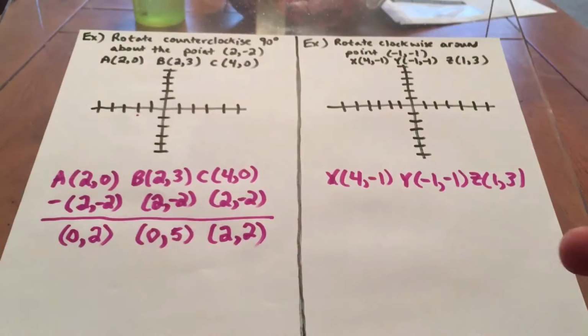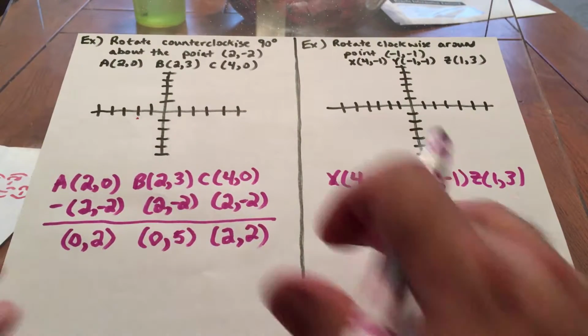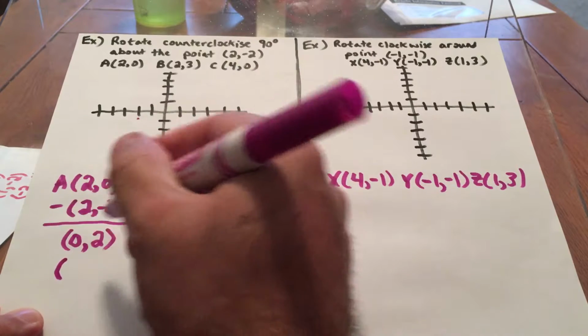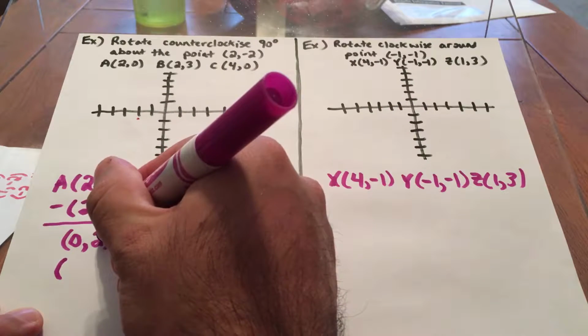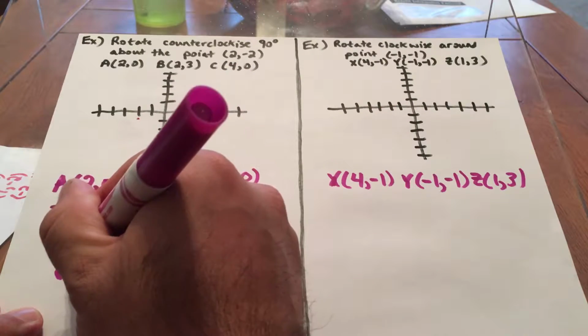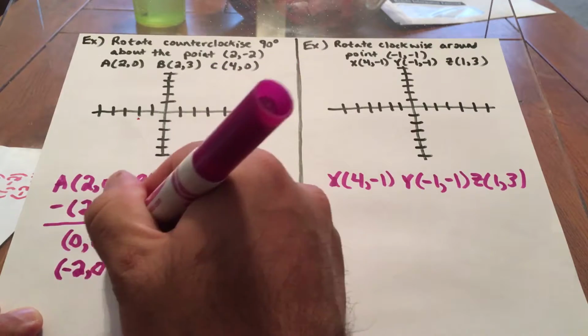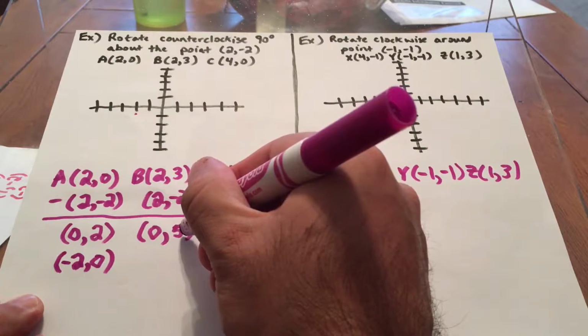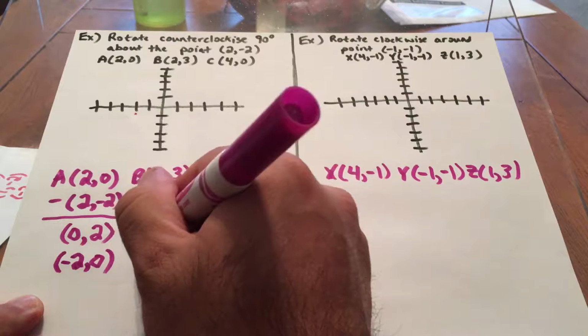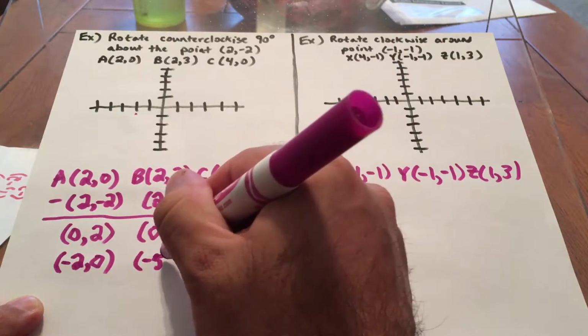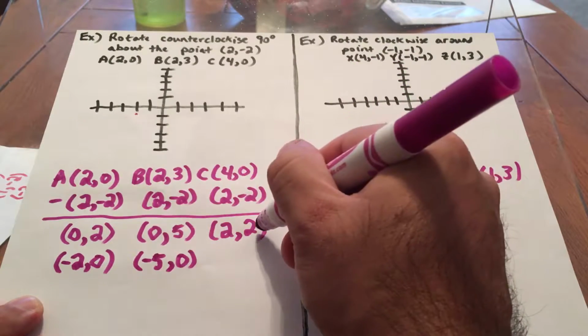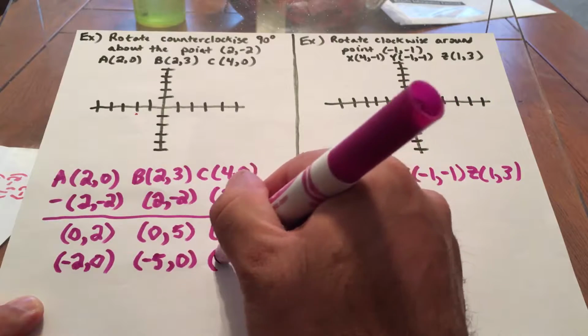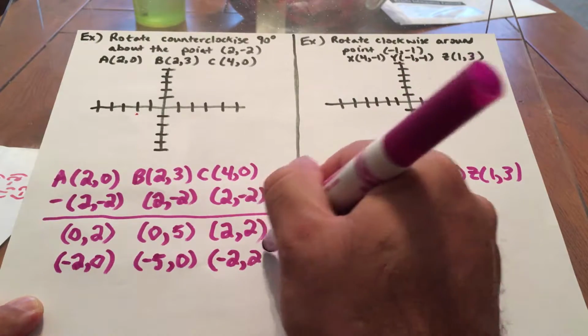Okay, so we're doing counterclockwise 90 degrees. So this point, we flip it and change the sign. Change the sign on the 2, that becomes negative 2, 0. We flip it and change the sign on the Y, so that becomes negative 5, 0. We flip it and change the sign on the Y, so that becomes negative 2, 2.